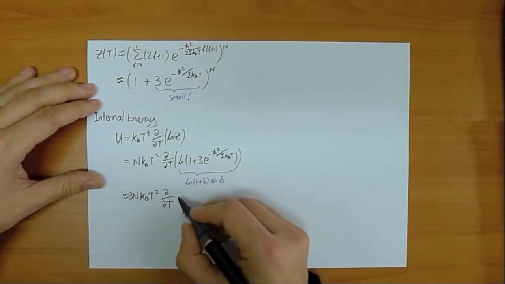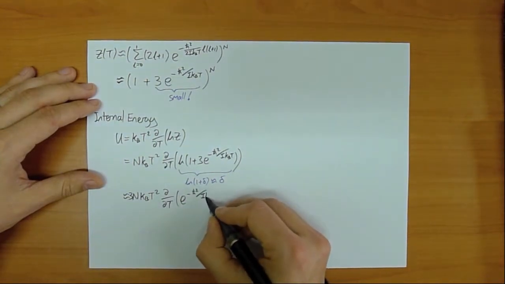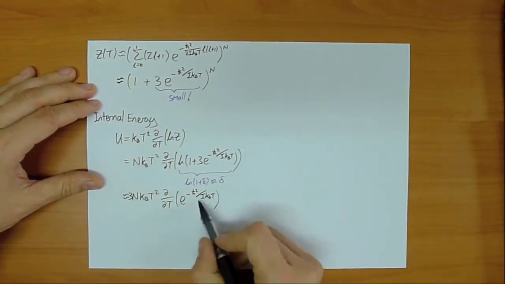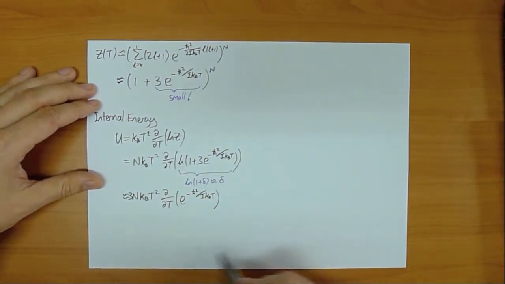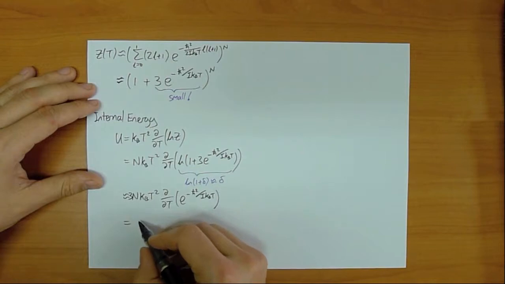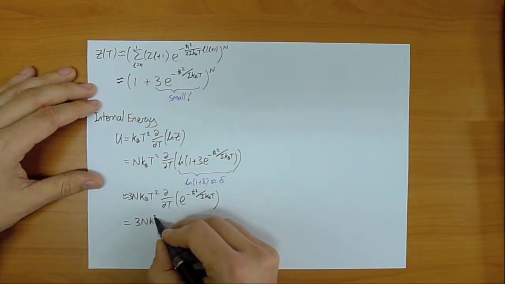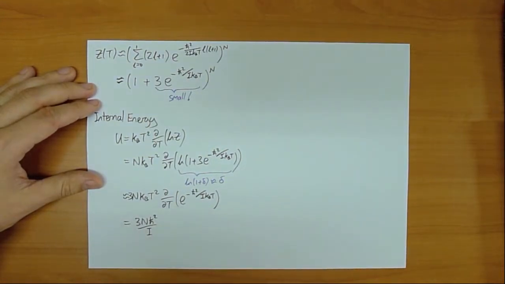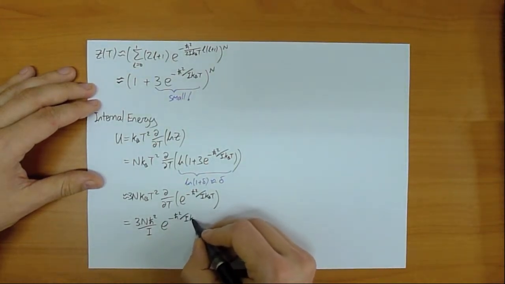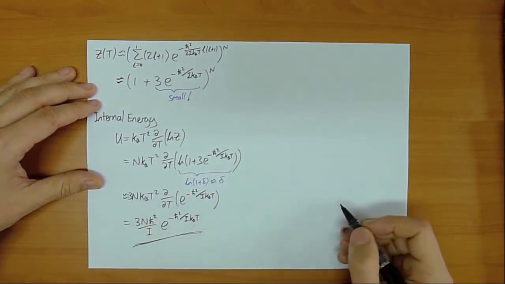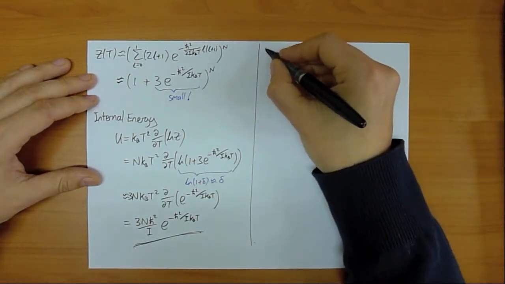So 3 can come out. I have d by dT of e to the minus ħ squared over I kB T. Differentiating that gives me ħ squared over I kB T squared. The kB T squareds cancel, so this gives me 3N ħ squared over I times the exponential. So that's the internal energy, and now we can find the heat capacity by differentiating.